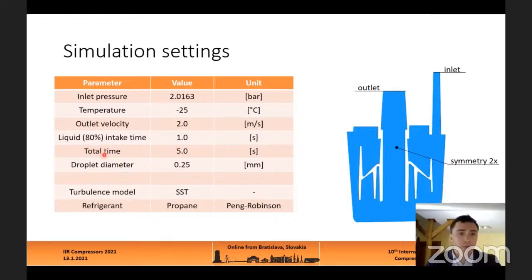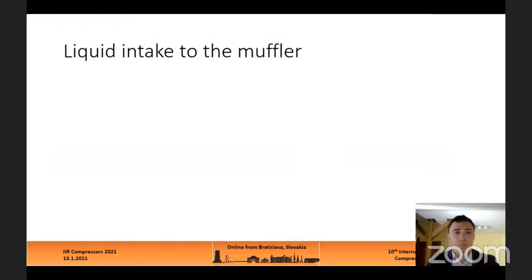The duration of the simulation was set to 5 seconds, but the liquid was injected only through the first second of the simulation. As I mentioned before, we were trying to compare two different methods for the simulation. The first one was the volume of fluid, and the second one is dispersed fluid simulation, where we have to set up the mean droplet diameter of the liquid phase, and in this case I set it to 0.25 millimeters.